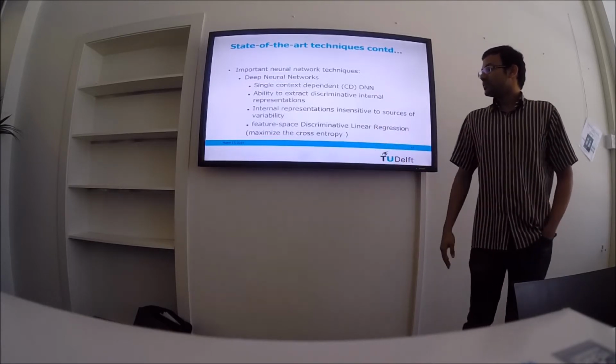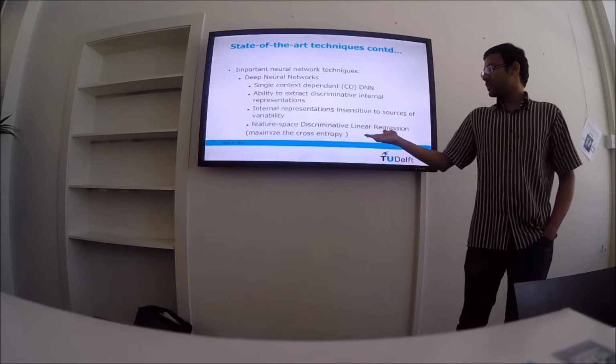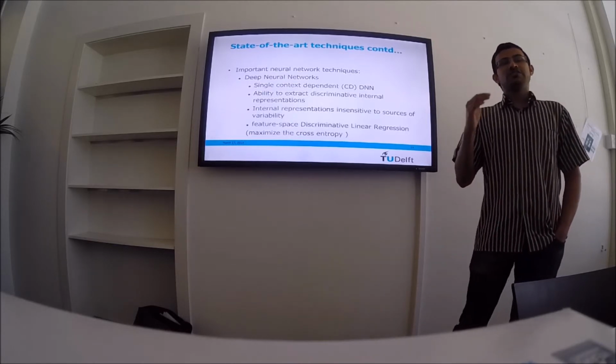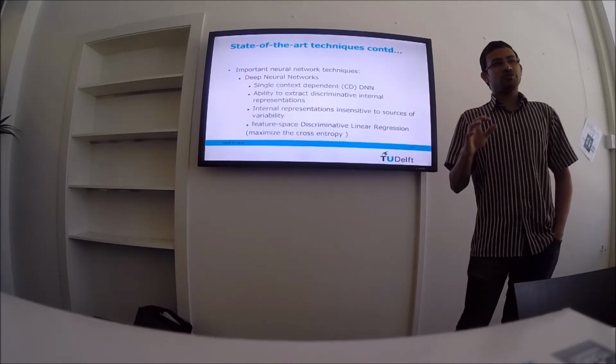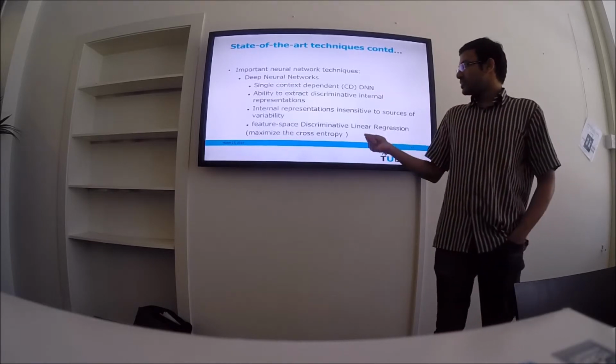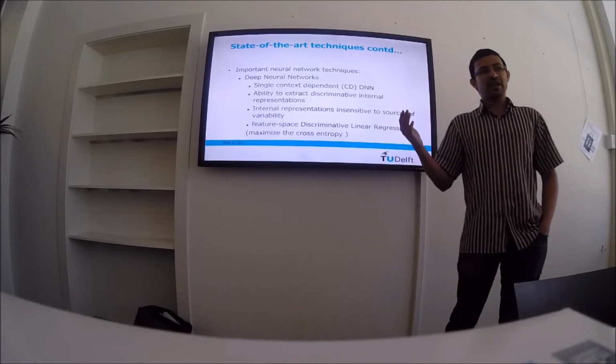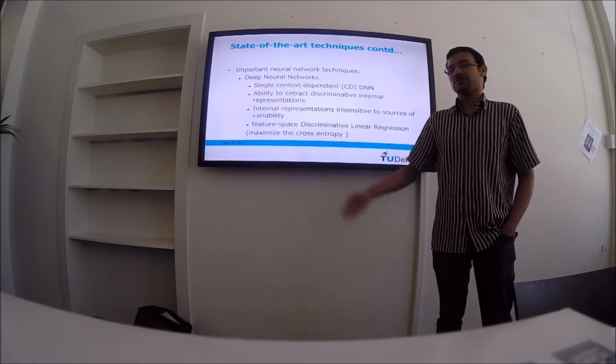So these are insensitive to the sources of variability, like maybe age or something like that. And we use this particular technique, feature space discriminative linear regression, which tends to maximize the entropy of the features. In the previous technique I explained, called MLLR, they tend to maximize the likelihood. Here the entropy is in the picture.